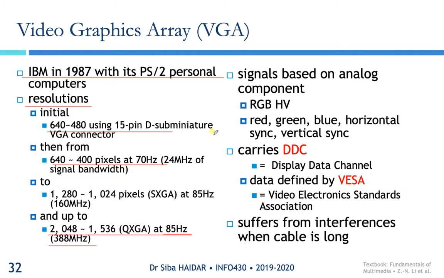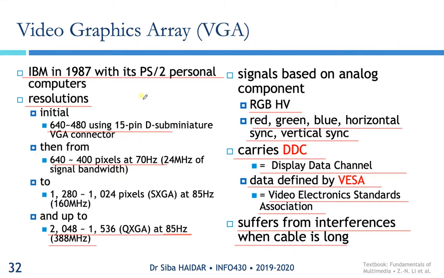The signals are based on analog components, so VGA is for analog signals, and it has the channels RGBHV, which stand for red, green, blue, and horizontal synchronization and vertical synchronization, because you have to synchronize all of this. And it carries a DDC, which is a display data channel, and the data defined by VESA, which stands for the Video Electronic Standards Association. We will talk about VESA later also in the digital video connectors. This suffers from interference when the cable is long because they are all inside one cable.